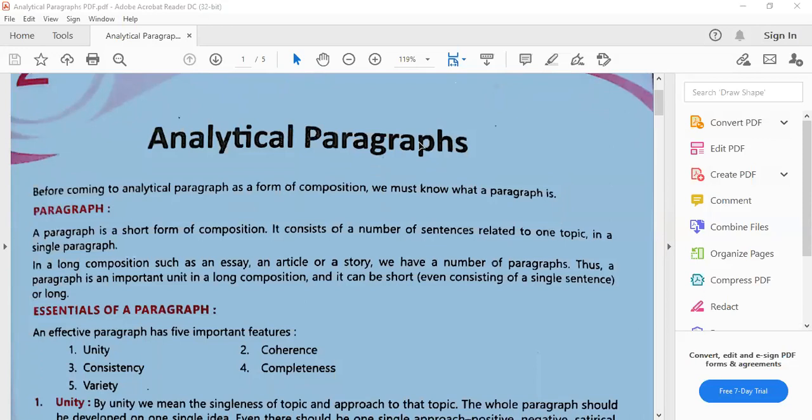Analysis. What does analysis mean? You do it in maths also. Many things of analysis you do in maths also, in science also. Yes, anyone? Please raise your hands quickly. You can explain what is analysis or analytical paragraph. Yes, quickly.